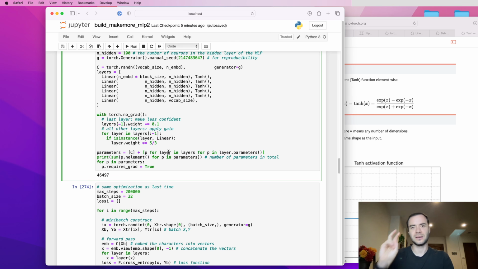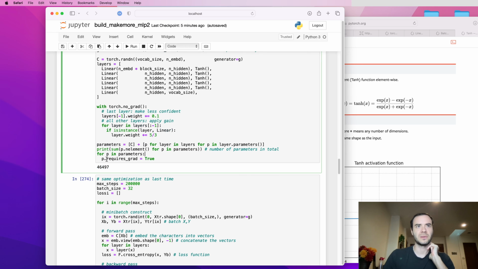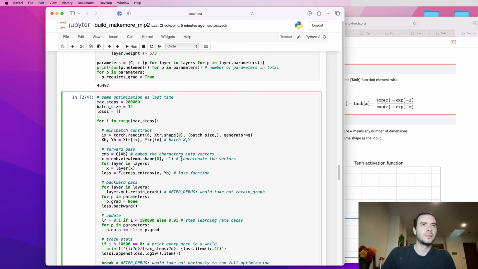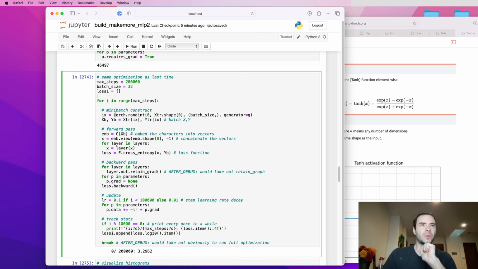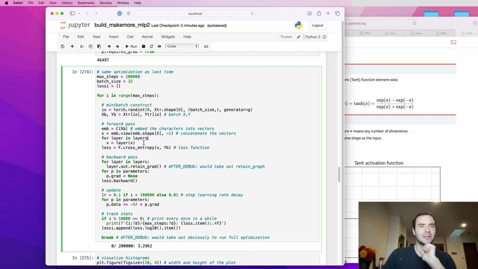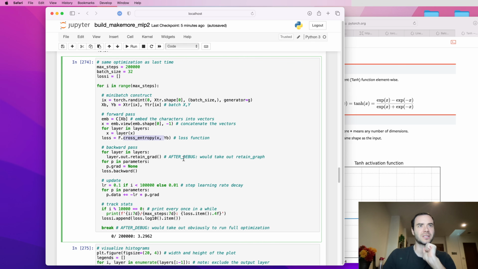And notice here, I'm using a double list comprehension, if you want to call it that, but for every layer in layers and for every parameter in each of those layers, we are just stacking up all those parameters. Now in total, we have 46,000 parameters, and I'm telling PyTorch that all of them require gradient. Then here, we have everything we are actually mostly used to. We are sampling in batch, we are doing forward pass. The forward pass now is just a linear application of all the layers in order, followed by the cross entropy.